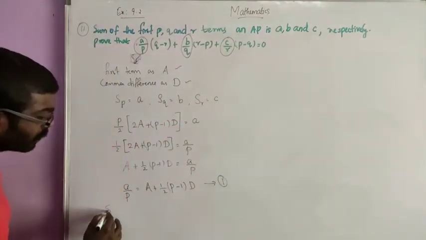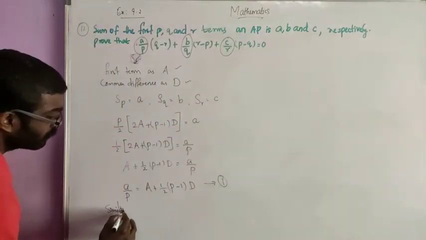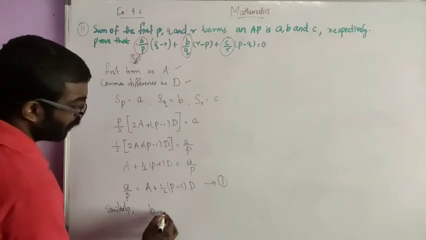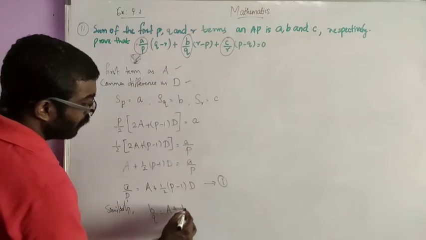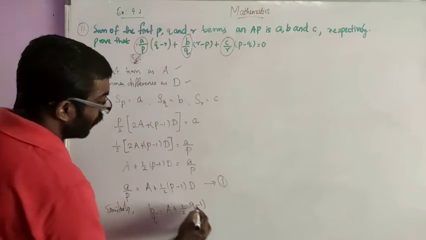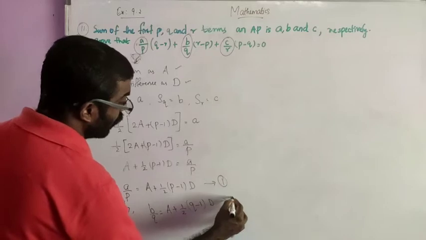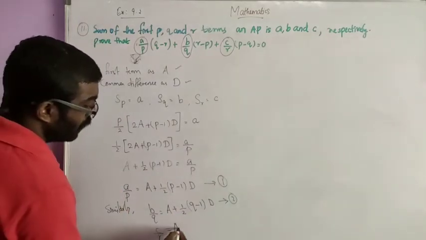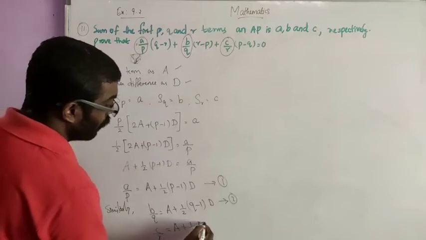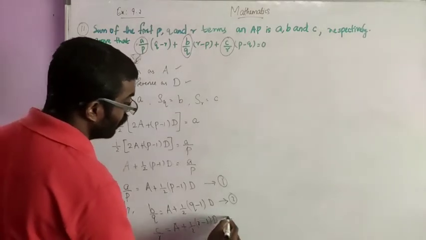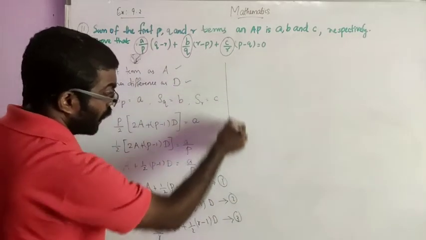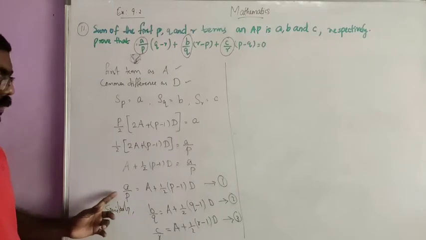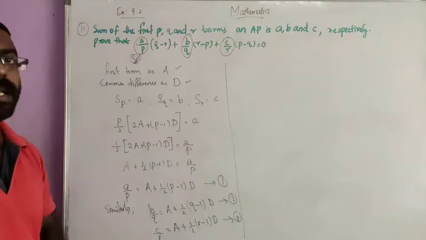So similarly, b by q is equal to a plus 1 by 2 into q minus 1 into d. Equation 2. And c by r is equal to a plus 1 by 2 into r minus 1 into d. Equation 3. Now we can take the LHS part of this proof and replace the values for a by p, b by q and c by r.